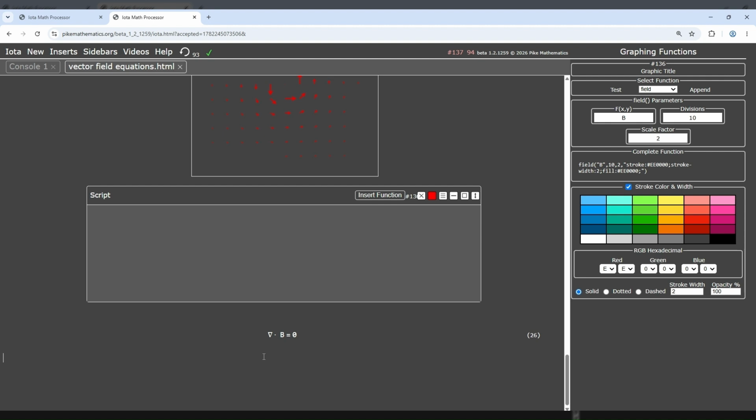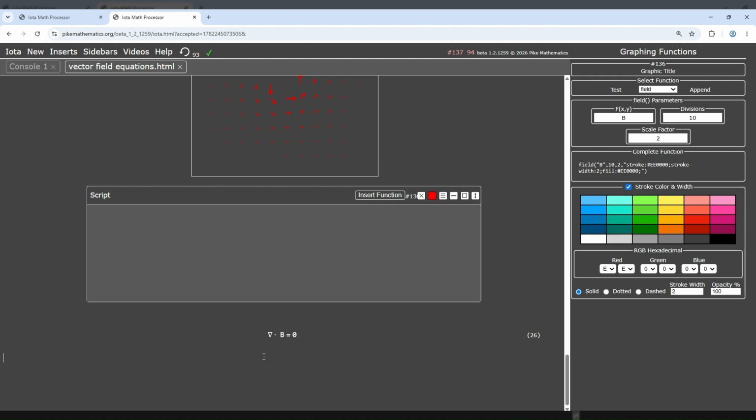Let's talk about curls next. The curl is kind of like taking a cross product between two vectors, where the first vector is that del operator again. But what does it mean? It tells us something about the swirling or curling nature of our vector field. Specifically, it can tell us how quickly the field is rotating and the axis about which it's rotating.